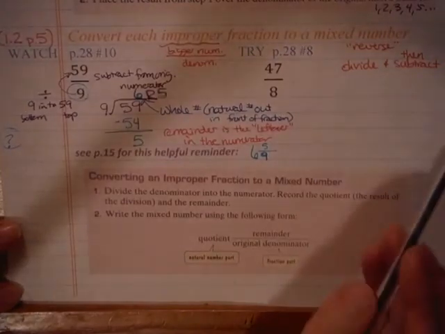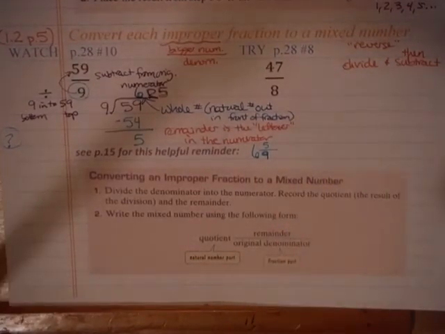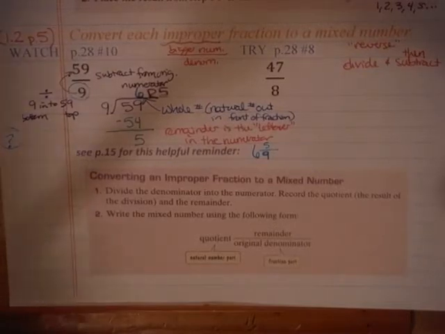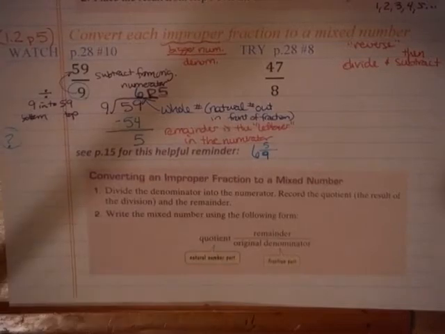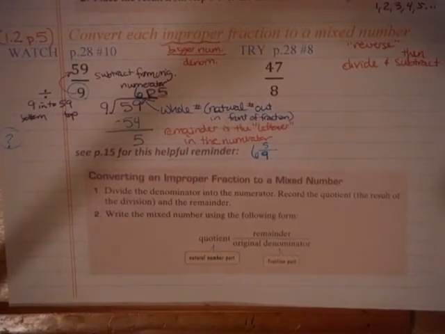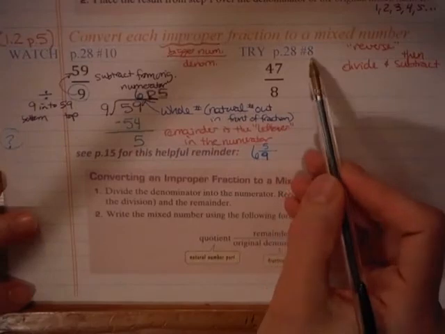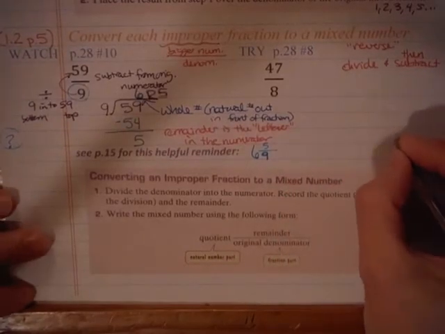And then you get to try this one, number 8, 47 over 8, changing that to a mixed number. I'll let you pause the video, and then we'll come back with an answer. Okay, here comes the answer to the try problem in number 8. If you haven't had a chance, go ahead and pause that video now.